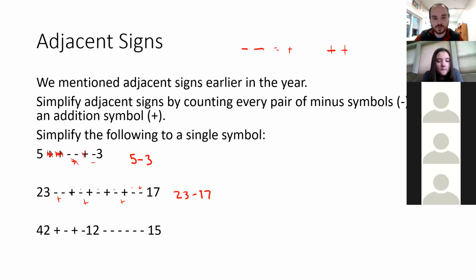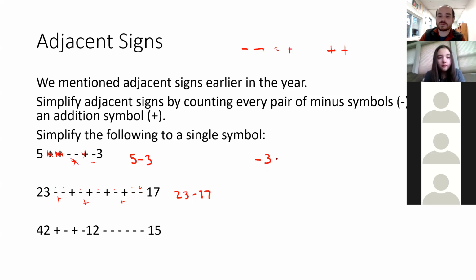This is not how you would write an addition or a subtraction problem, but we can use this trick to simplify even ridiculously long ones like this. All you're doing is looking for pairs of minuses that you can combine into a plus, and then the pluses you can ignore. Where this is actually useful is if you're doing multiplications of negatives.